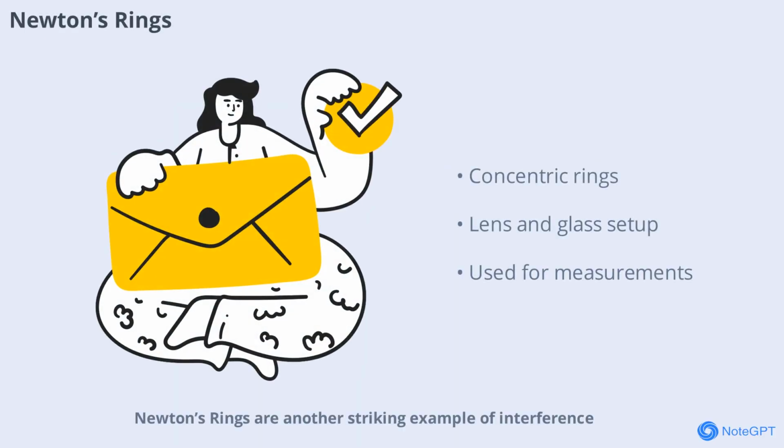Newton's rings are another striking example of interference. When a convex lens is placed on a flat glass surface, a series of concentric bright and dark rings appear. These rings are caused by the varying thickness of the air film between the lens and the glass. Newton's rings are used to measure the flatness of surfaces and the quality of lenses.